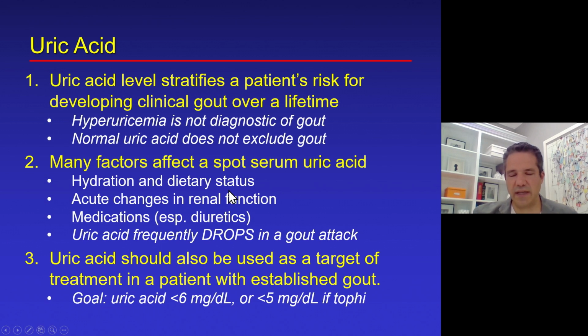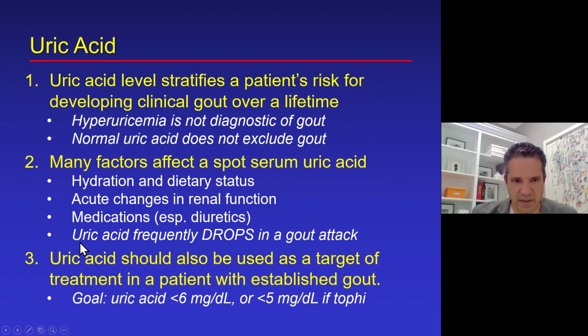Hydration status and dietary status can influence it quite a bit. A patient who's dehydrated, the uric acid will go up. A patient who's over-replete in their fluids, you can have the uric acid go down. We actually see this a lot in our dialysis patients where the uric acid is bouncing around all the time. Any acute change in renal function will affect the uric acid, and certain medications like diuretics, which have perhaps been recently started, would affect the uric acid, sometimes quite markedly.